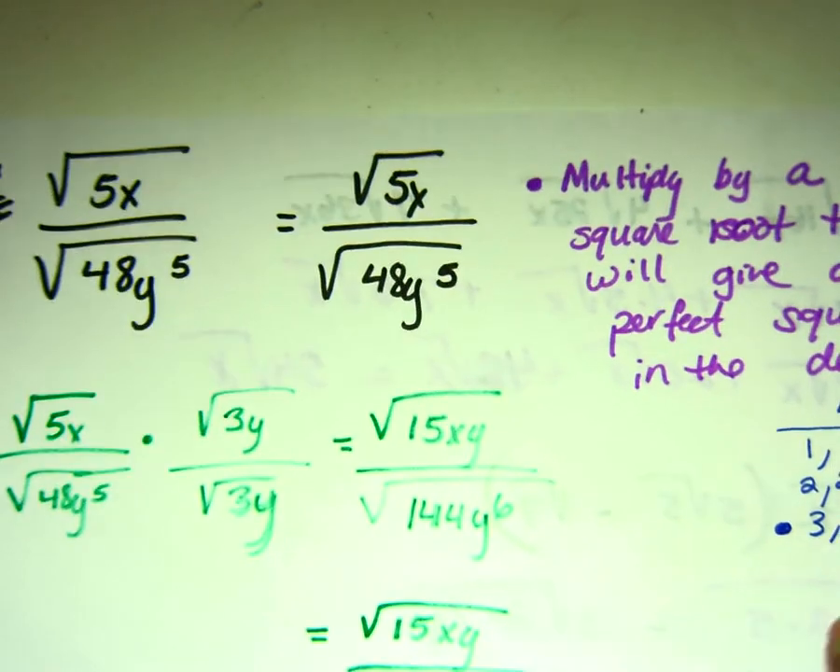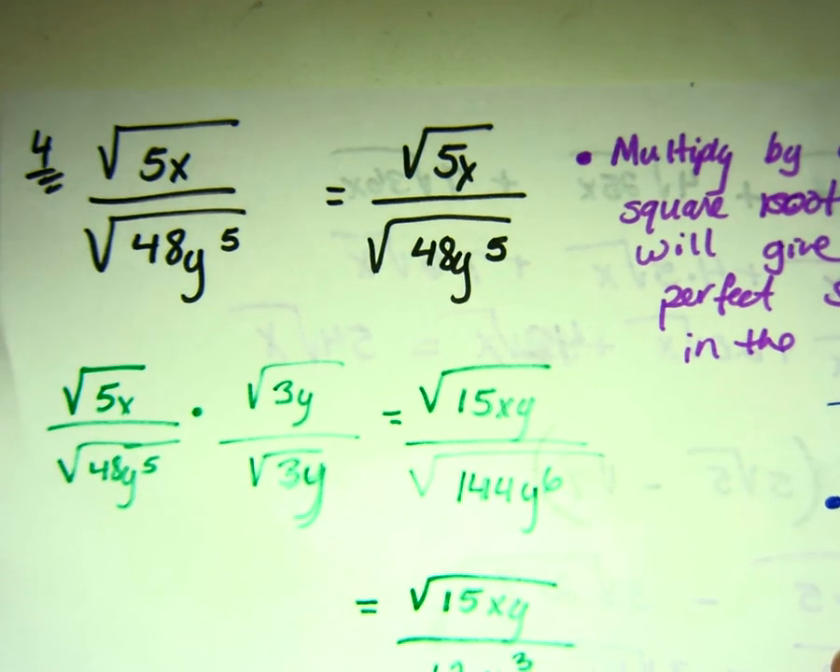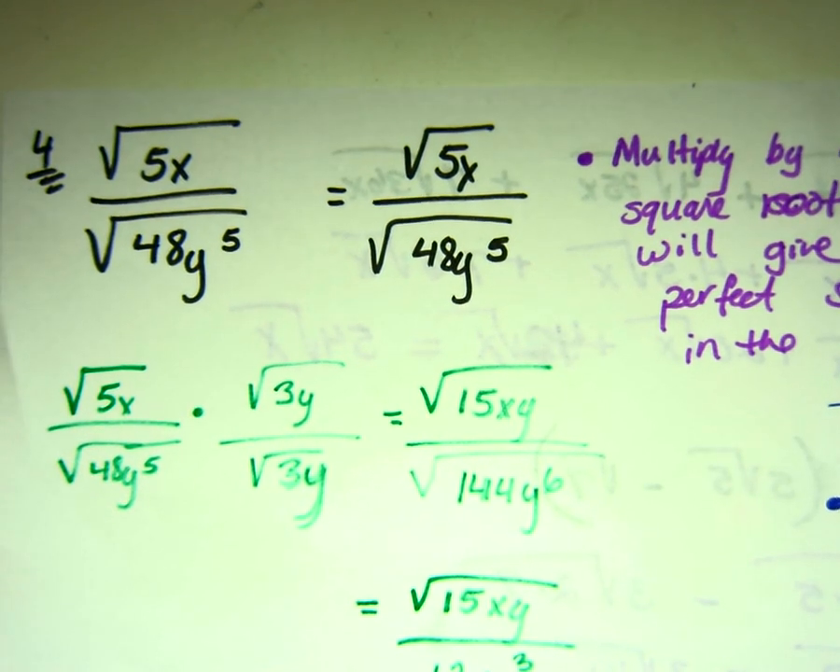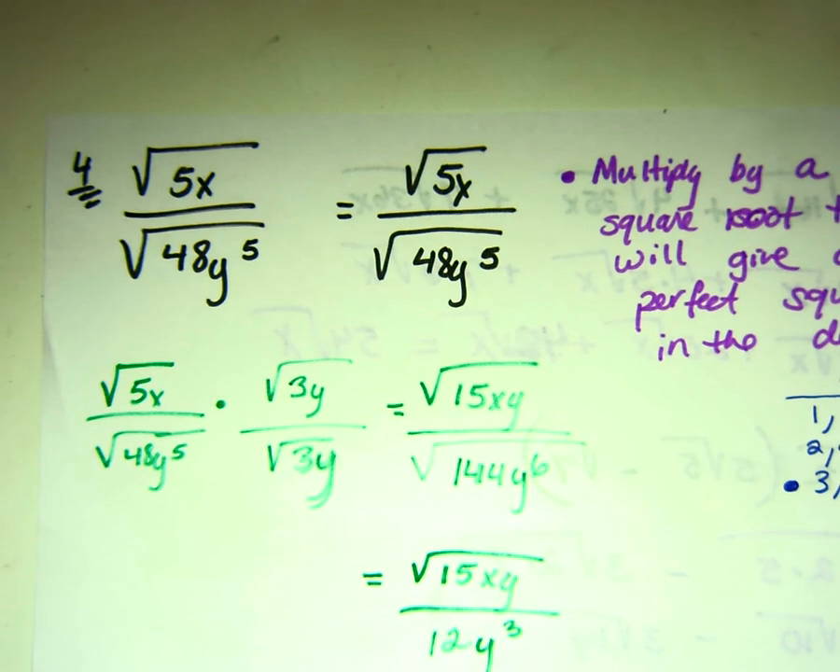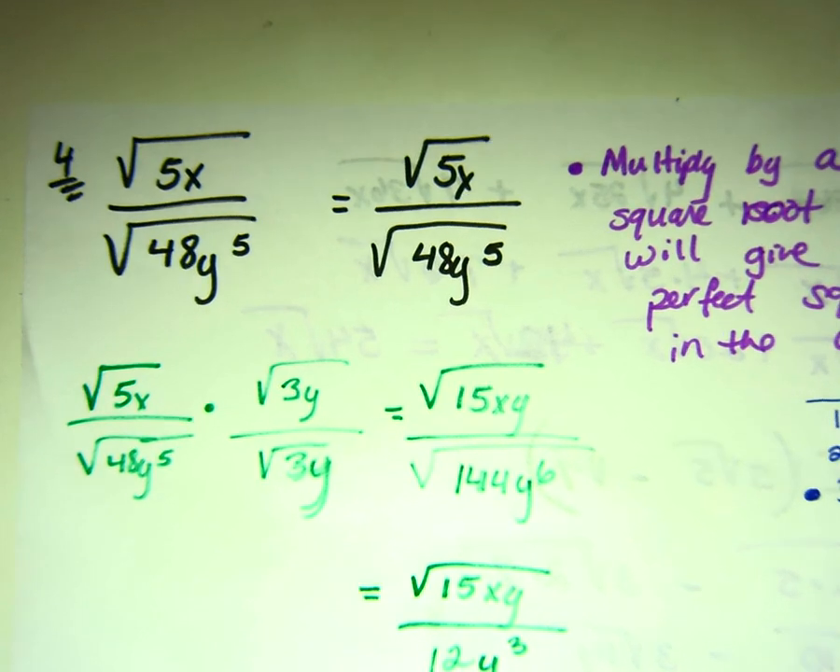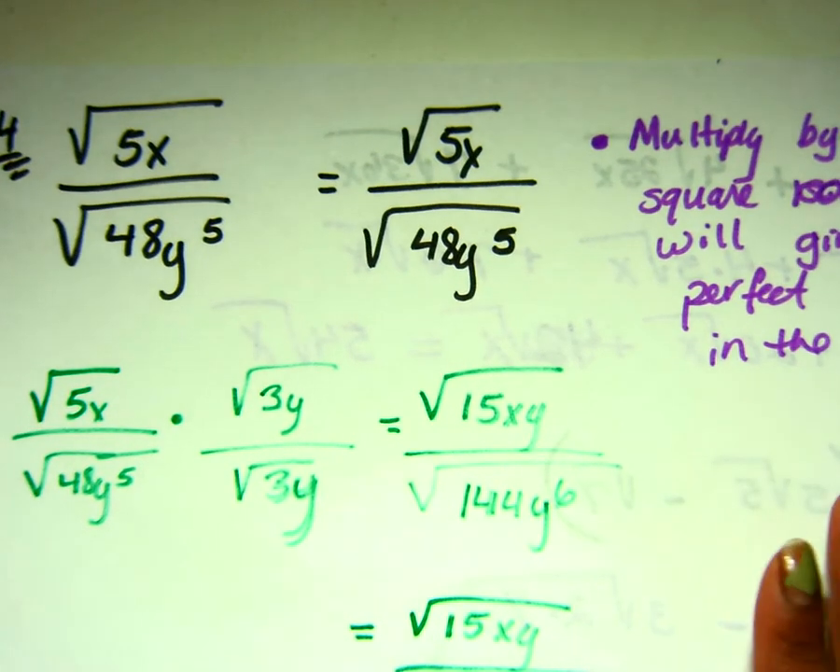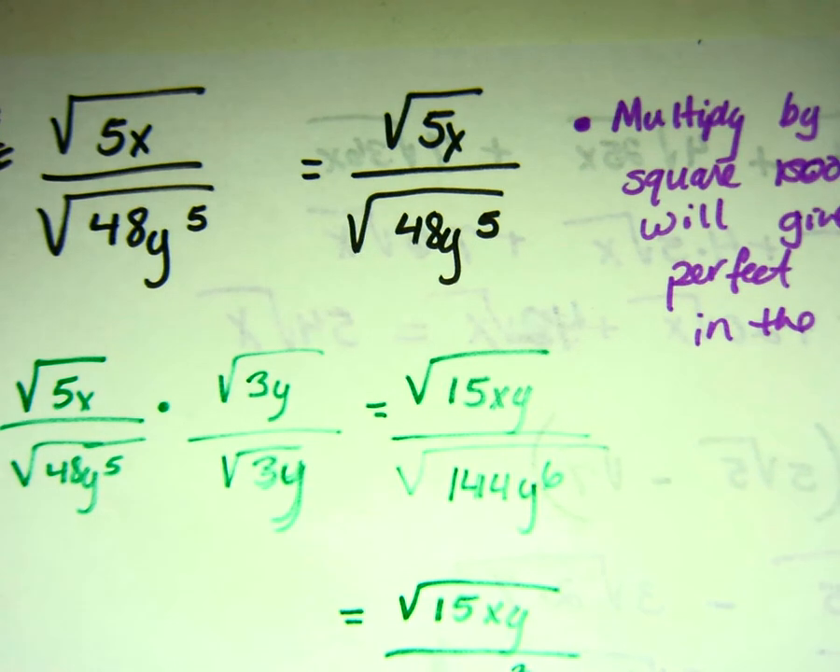So now we're going to rationalize this. So we're going to multiply by a square root that will give a perfect square in the denominator. So that was the 3y, or the square root of 3y. Hopefully if I zoom in, you can see it a little better. So multiply everything by the square root of 3y. So 5 times 3 gives you 15. Bring over your x, bring over your y. So that's square root of 15xy.